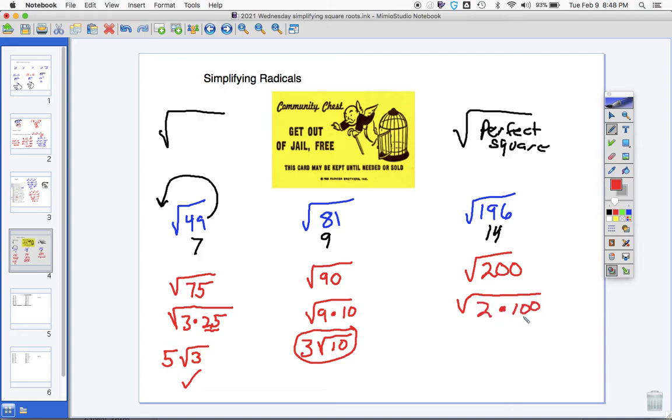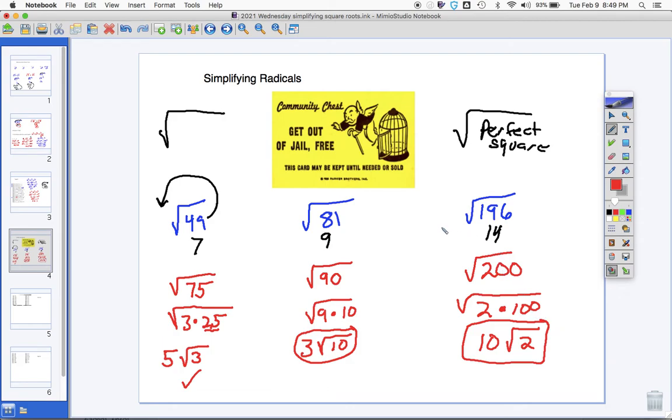One of the more famous perfect squares out there is the number 100. As soon as I see 100, I'm like, oh, that guy's escaping jail. He's good. He's getting out of there. So the square root of 100 we know is 10. And unfortunately, 2 is not a perfect square. He's got to stick around, so he's got to stay there. And this would be your final answer here.